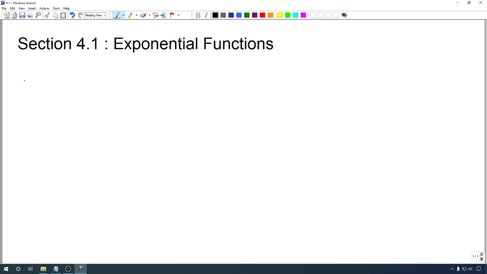So an exponential function is any function of the form f of x is equal to a to the x power for some number a, which is called the base of the exponential function. Specifically here, we need a to be a positive number aside from 1.